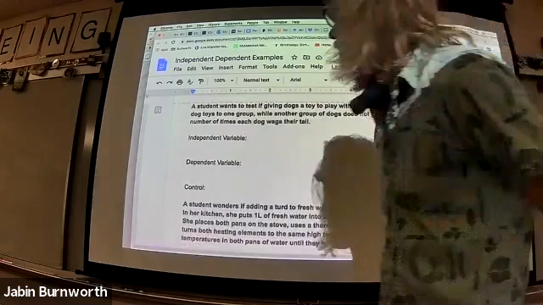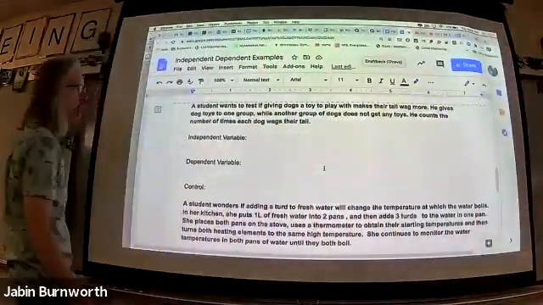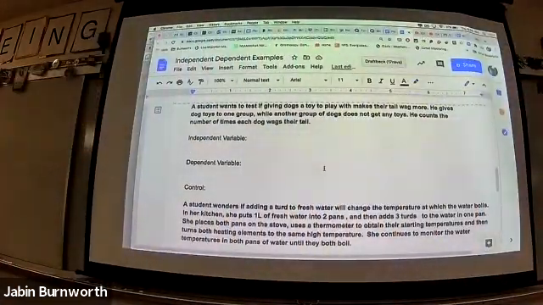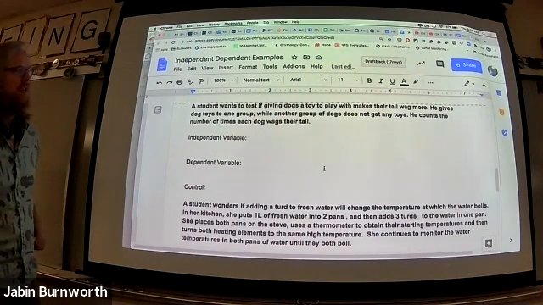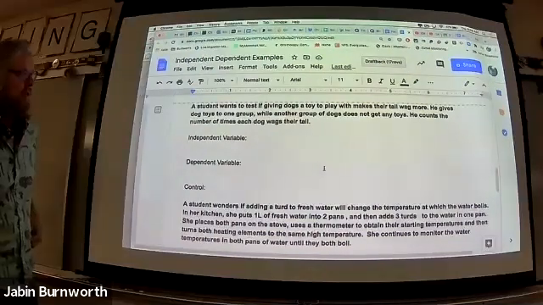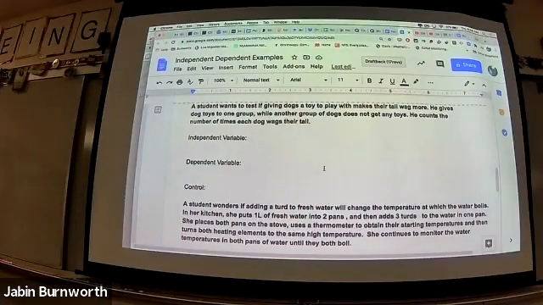A student wants to test if giving dogs a toy to play with makes their tail wag more. He gives dog toys to one group, while the other group of dogs does not get any toys. He counts the number of times each dog wags their tail. So in this case, what's the control? What's staying the same? No toy, right? Dogs with no toy.